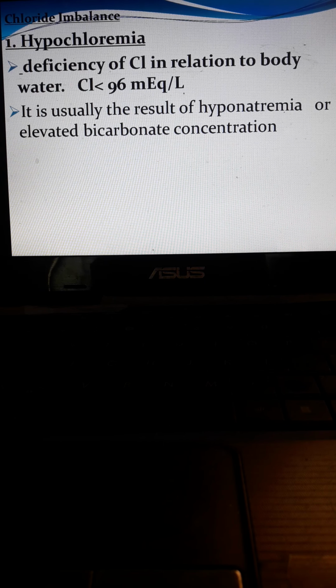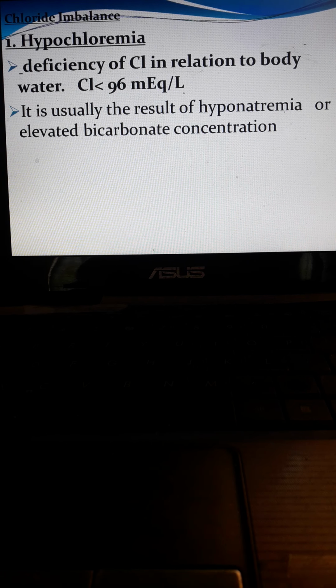To continue our discussion, we go now to chloride imbalance. So we have hypochloremia. Hypochloremia is the deficiency of chlorine in relation to body water. So chloride or chlorine is less than 96 mEq per liter.